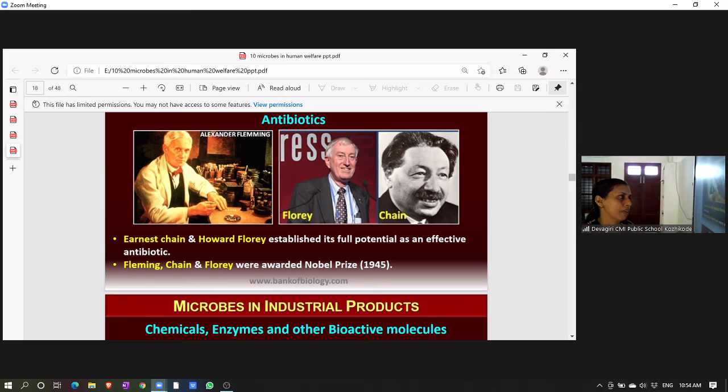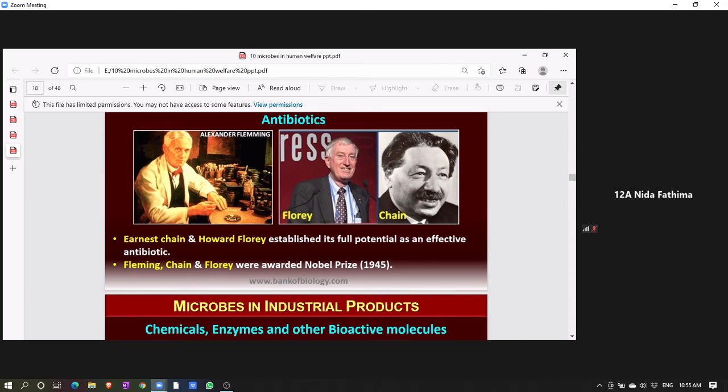That is the question. Underline the last line. What was the contribution of these people who were awarded the Nobel Prize? They only first isolated this antibiotic penicillin from Penicillium notatum. Is that clear, children?